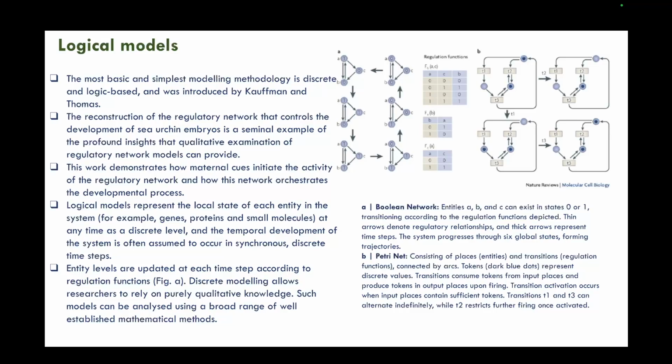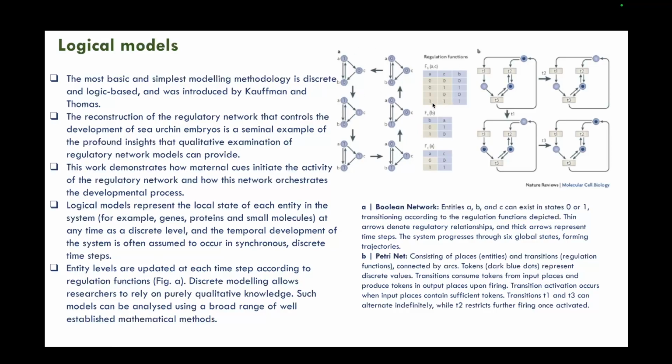Okay, so next we come to the last part of the modeling. So we have logical models and Boolean models. These are the last things we're going to talk about. So these logical models are much more simplistic than ODE models. This is the most basic and simplest modeling methodology. These logical models represent the local state of each entity in the system, which includes genes, proteins, and small molecules at any time as a discrete level, and the temporal development of the system is often assumed to occur in synchronous, discrete time steps. Entity levels are updated at each step according to the regulatory functions.